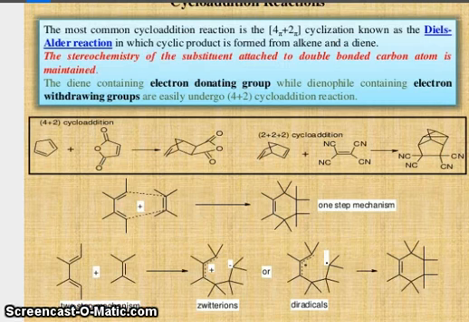Now, the most common cycloaddition reaction is the 4 pi plus 2 pi cycloaddition known as the Diels-Alder reaction, in which a cyclic product is formed from an alkene and a diene. The stereochemistry of the substituents attached to the double bond carbon atoms is maintained. Dienes containing electron donating groups, while dienophiles contain electron withdrawing groups, easily undergo 4 plus 2 cycloaddition reactions. These are examples. Here 2 plus 2 plus 2 cycloaddition reactions also.